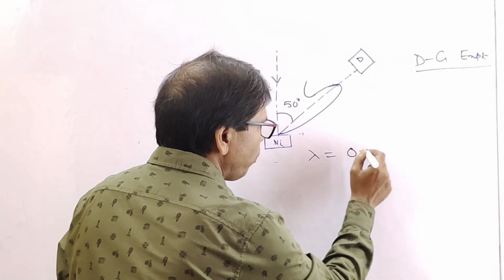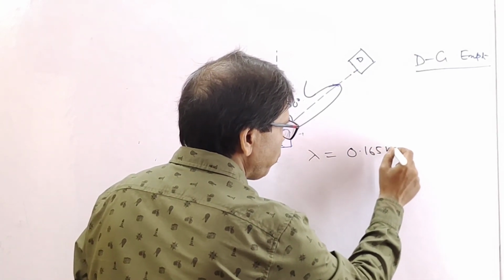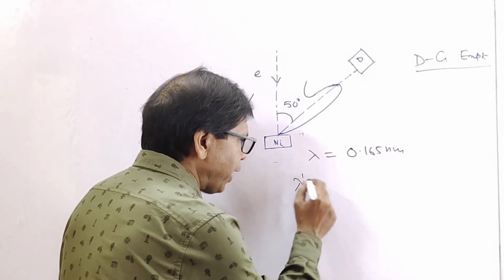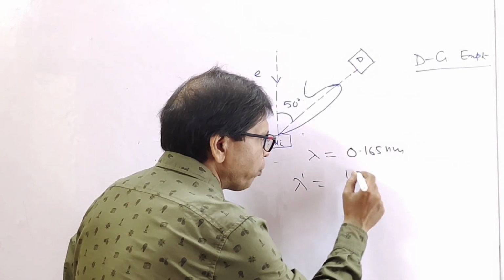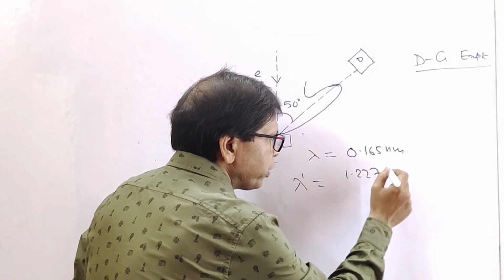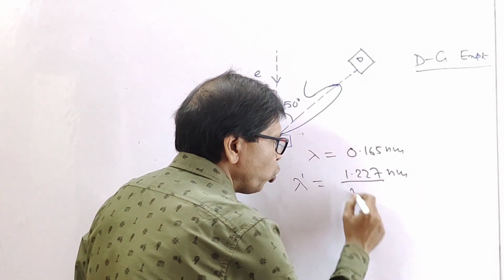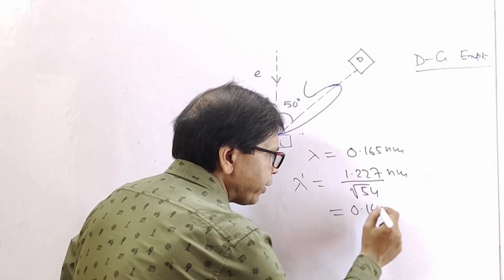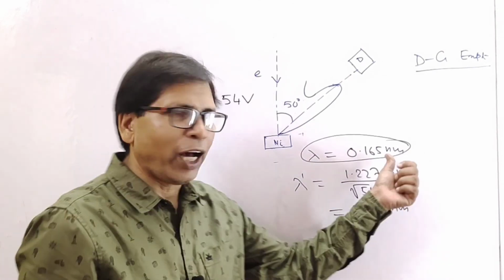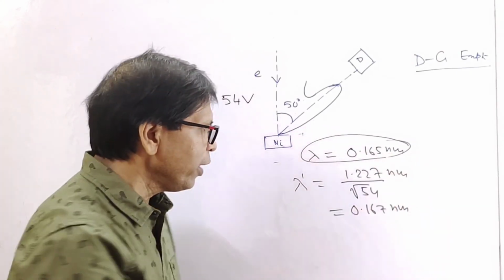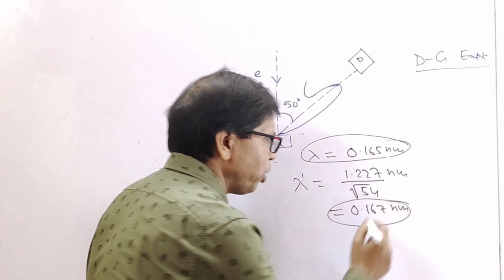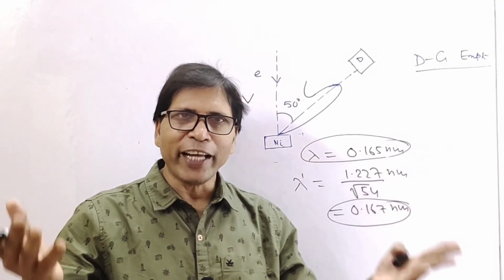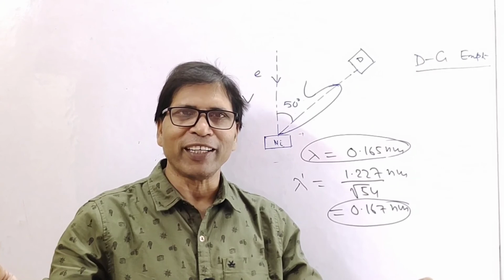lambda equal to 0.165 nanometer. Now from de Broglie theory, lambda dash equals 1.227 nanometer divided by root under 54, so this is almost 0.167 nanometer. Now this is the experimental value and this is the theoretical value. These are almost the same. Therefore the electron exhibits wave property.